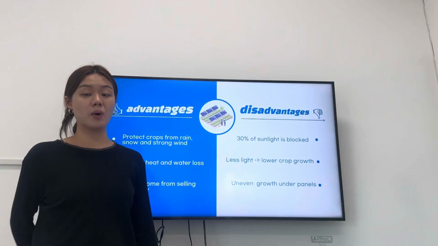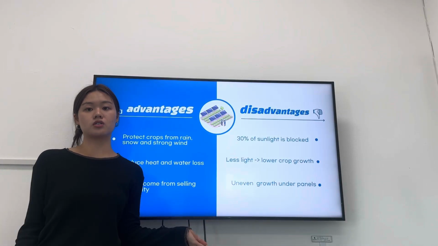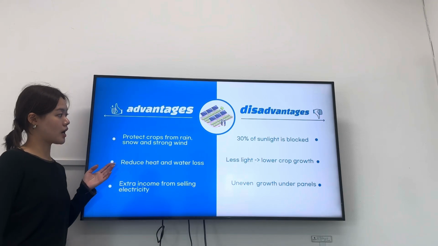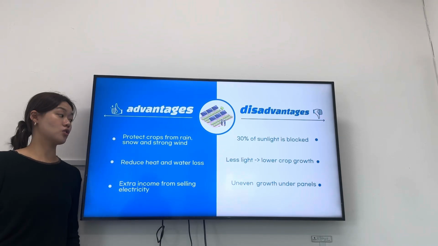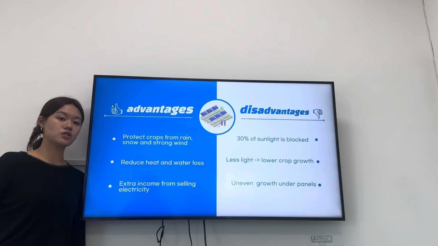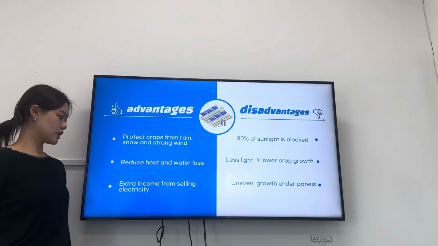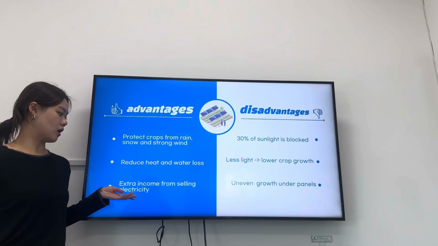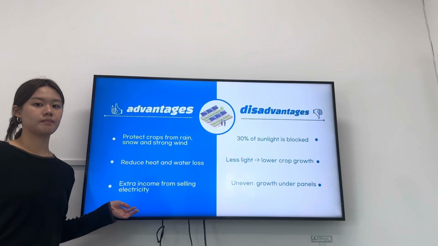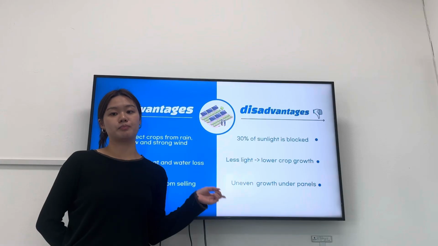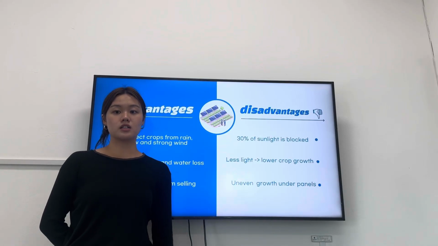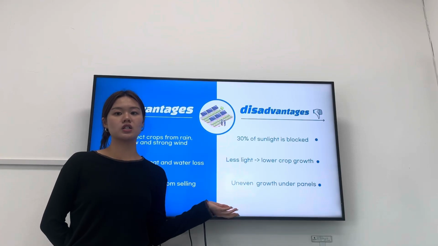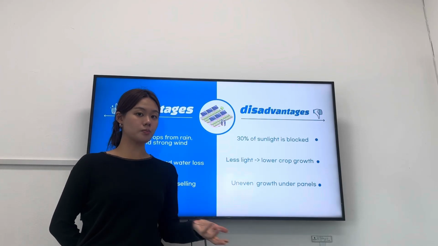Okay, now let me talk about some advantages and disadvantages. Let's look at the advantages first. It can protect crops from the rain, snow, and strong wind. Then it can reduce heat and water loss. Finally, the farmers can get an extra income from selling electricity. But there is a big problem. The panel blocks around 30% of sunlight, which can reduce the crop's growth.